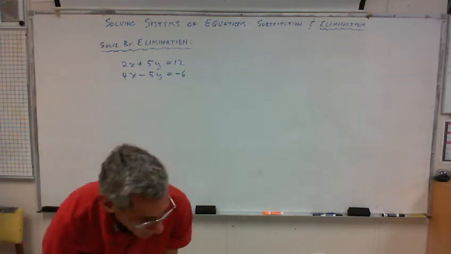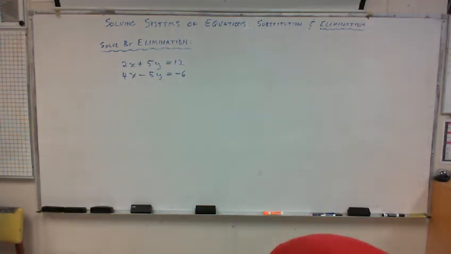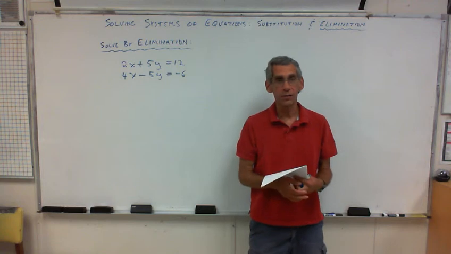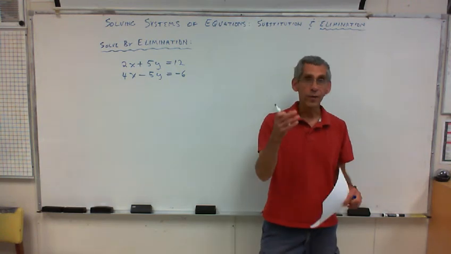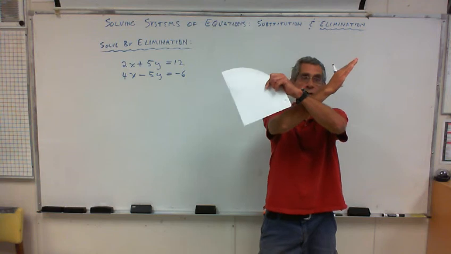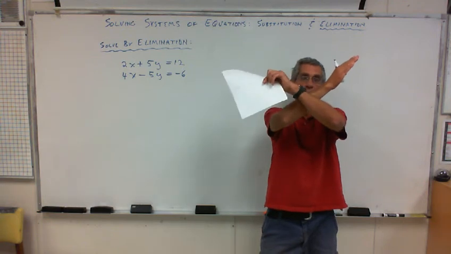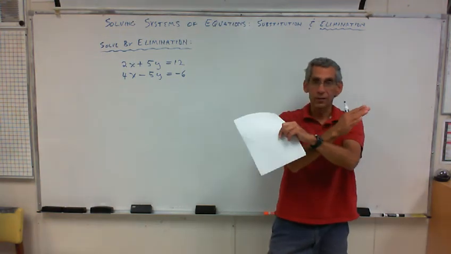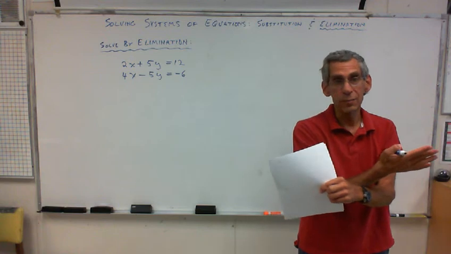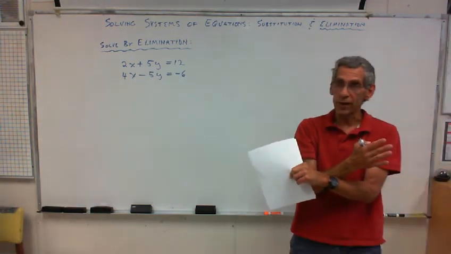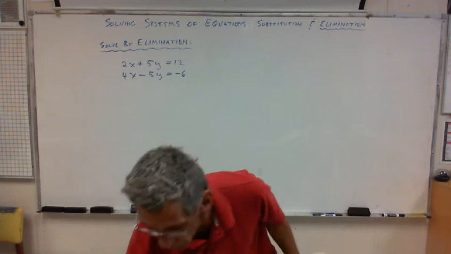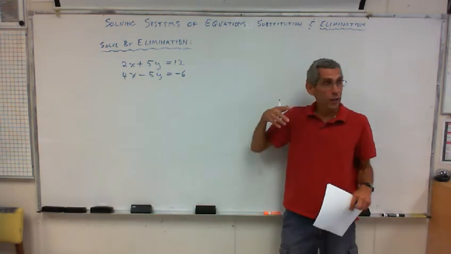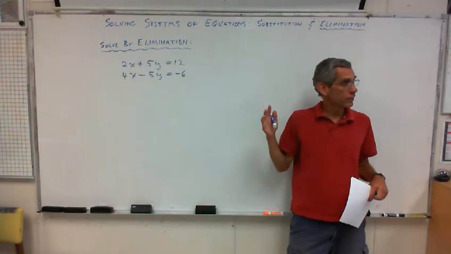If you recall, last year I taught that there are 3 ways to solve systems of equations. One is by graphing. You just graph them and you see where they come together, and hopefully it's obvious. If it's not, then sometimes it's not easy to solve by graphing. In fact, it's almost impossible. The second way would be substitution, and the third way is elimination.